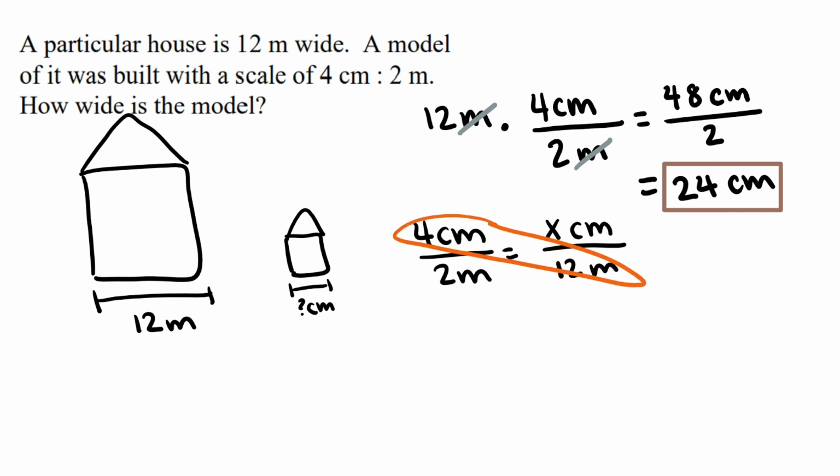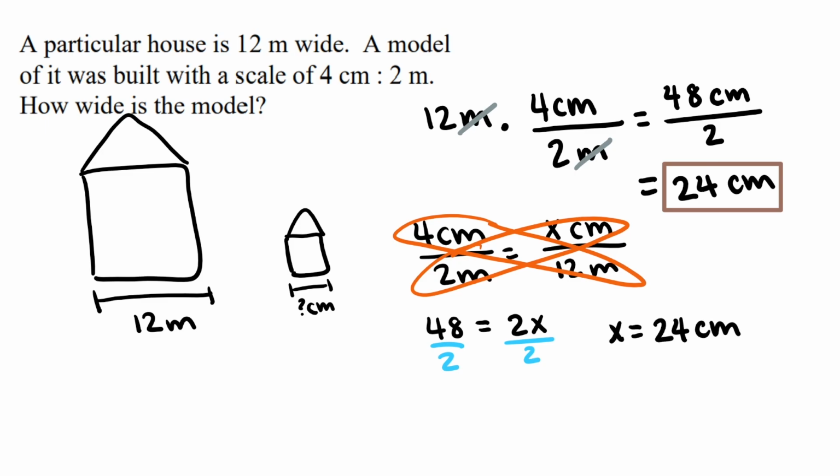Cross multiply. 48 is equal to 2x. Divide both sides by 2. And we're left with x equals 24 centimeters.